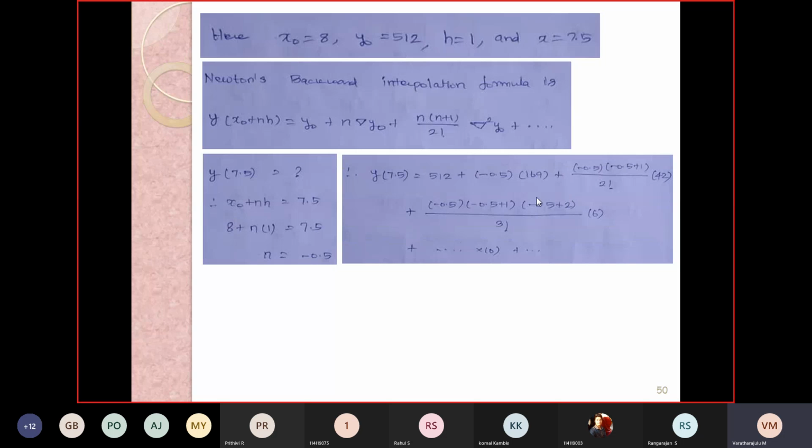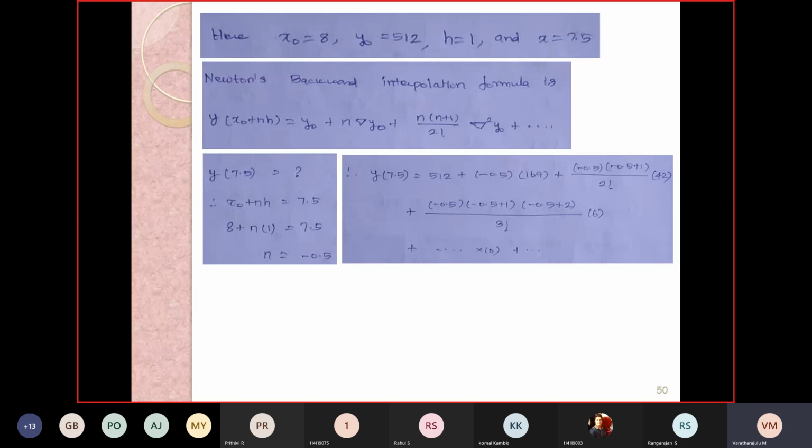And see, y of 7.5 is equal to 512 plus minus 0.5 into 169. This data, 169, is obtained from the table. And minus 0.5 into minus 0.5 plus 1 divided by 2 factorial into 42. This is also taken from the table. And minus 0.5 into minus 0.5 plus 1 into minus 0.5 plus 2 divided by 3 factorial into 6, plus some coefficient into 0, and so on. The rest becomes 0, therefore we can restrict to the third factorial itself, do the simple calculation and tell me the results. And I'll go ahead with the solutions.